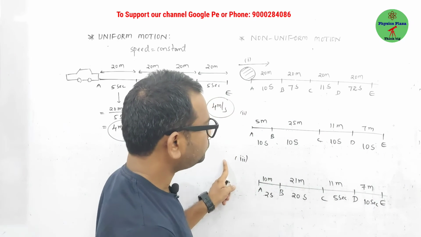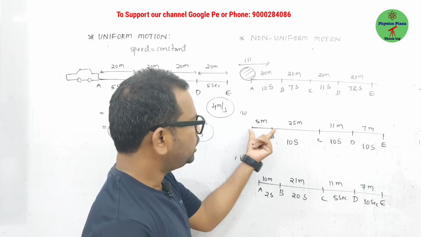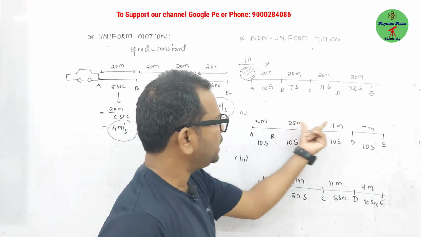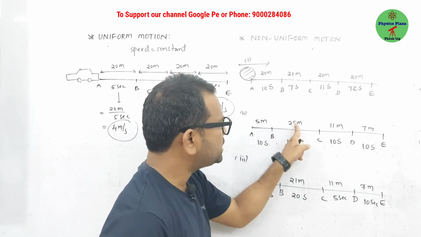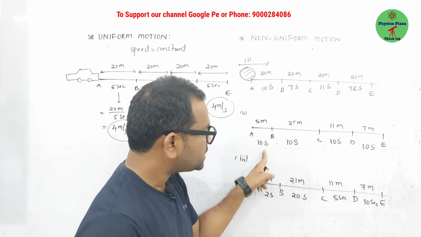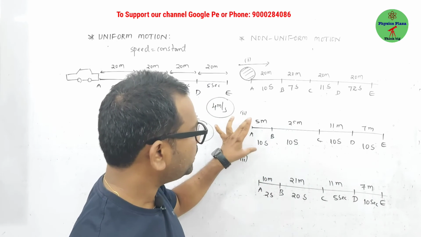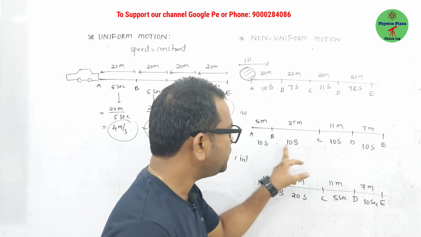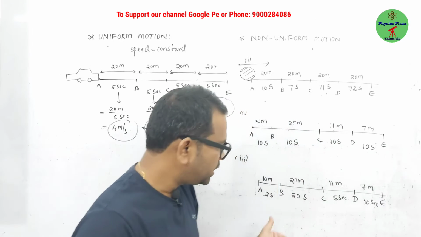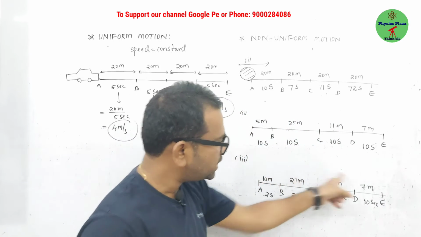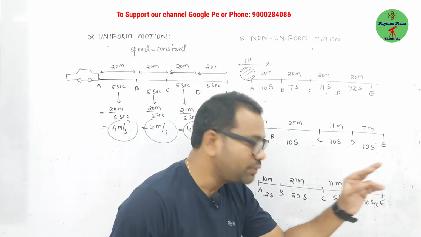Second case, the body is covering, let us say, A to B, 5 meters, 25, 11, 7, which means what? Unequal distances, but it is taking the same interval of time. So in the second case, the body is covering unequal distances in the same interval of time. But in the third case, if you can see, children, distances are different and time taken is different.